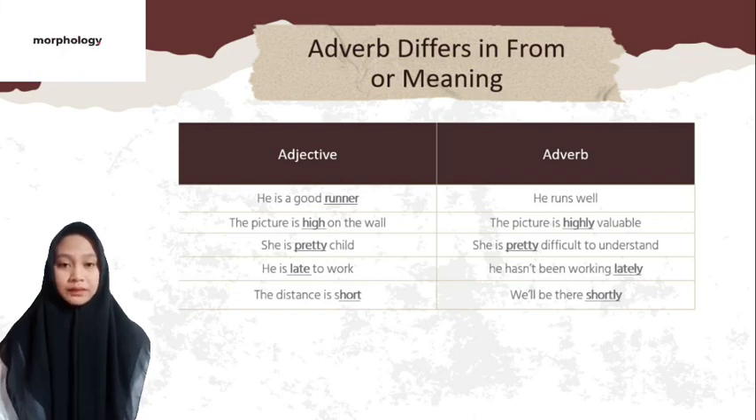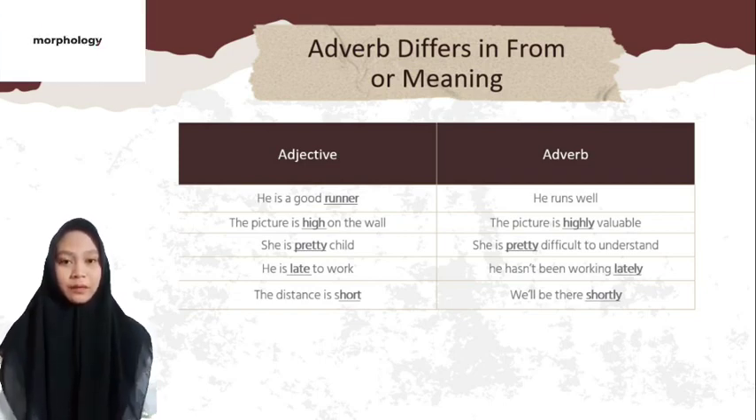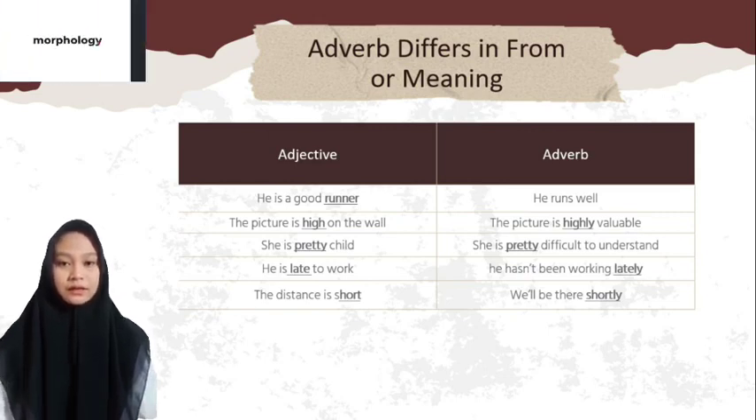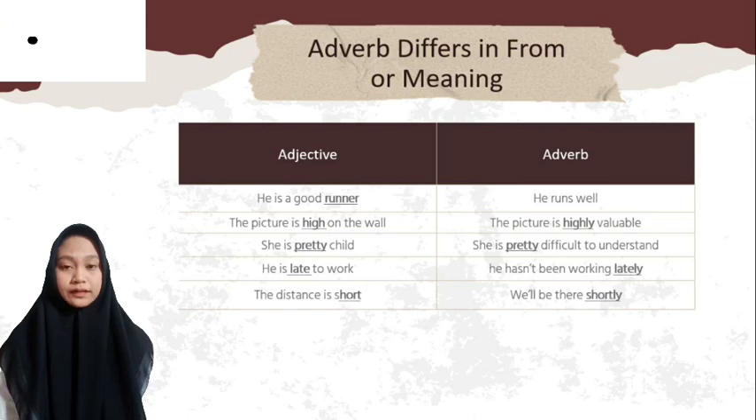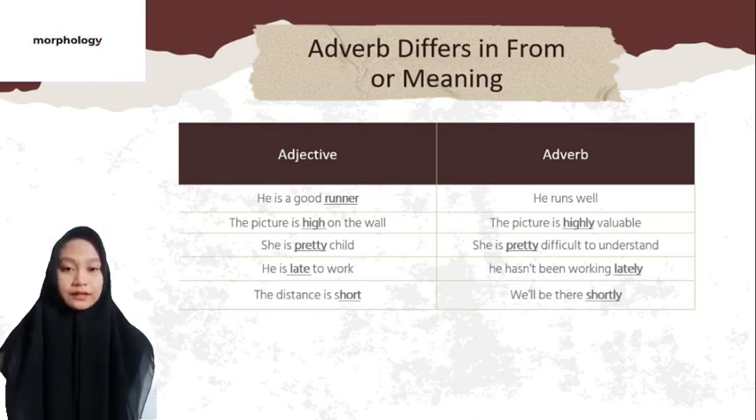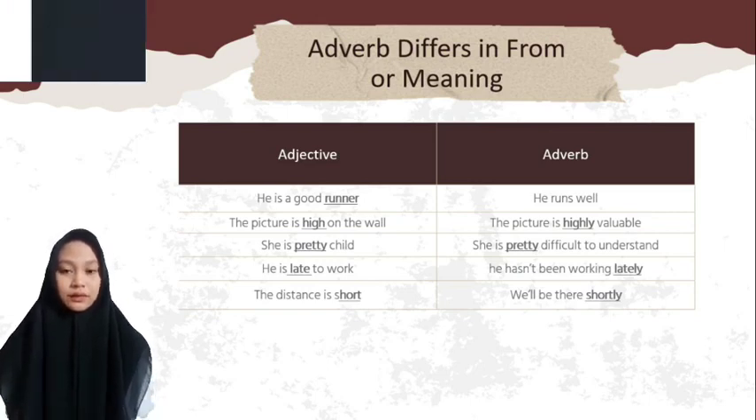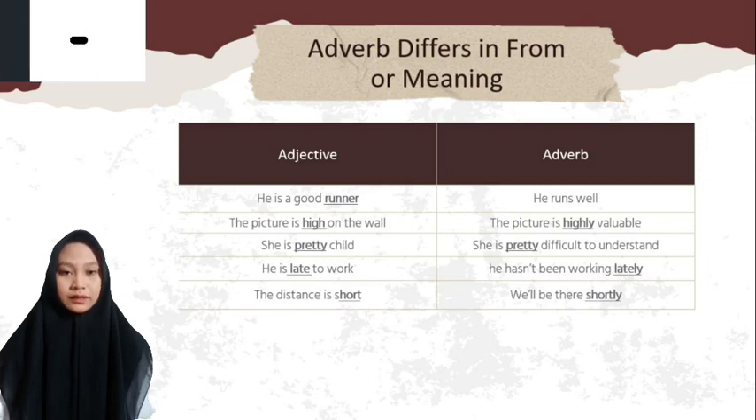Adverbs differ in form or meaning. Adverbs are additional words that provide a clearer and more detailed description of verbs, adjectives, or other adverbs. Some adverbs can also modify phrases, clauses, or even an entire sentence. Adjective, for example, he is a good runner, the picture is high on the wall, she is a pretty child, and he is late to work. An adverb, for example, he runs well, the picture is highly valuable, she is pretty difficult to understand, he hasn't been working lately, the distance is short, and the last, we will be there shortly.